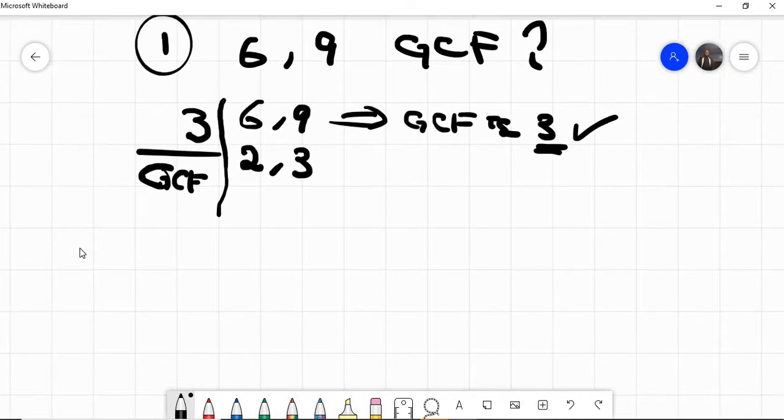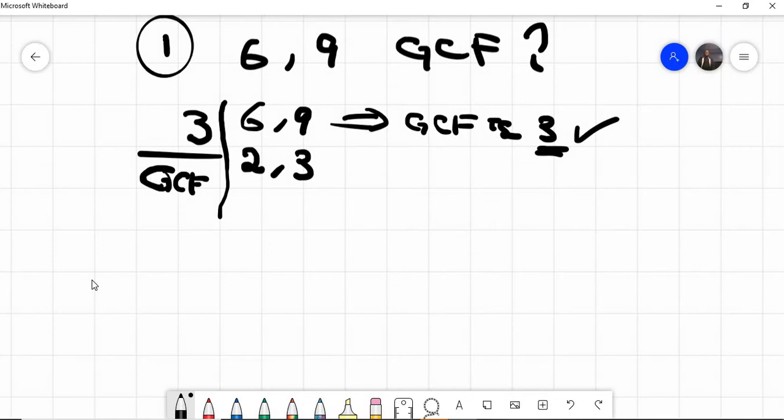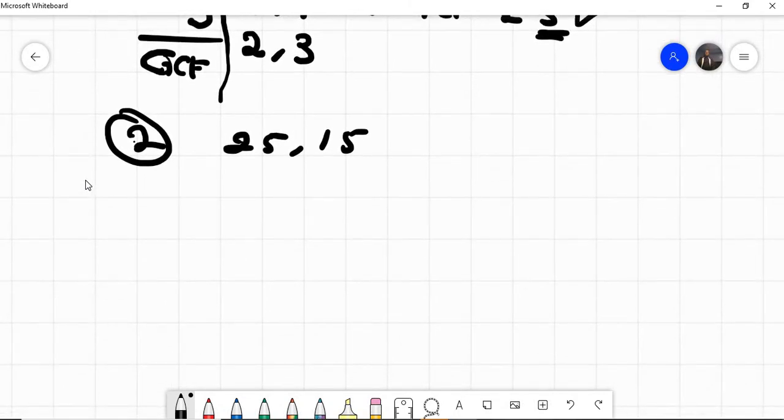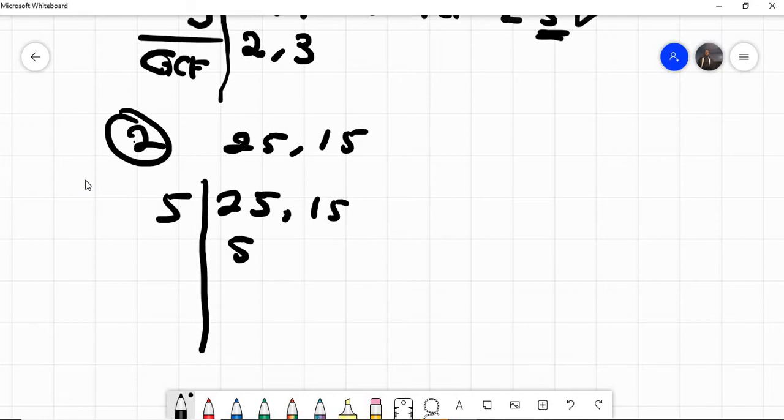That's it. So our example 2, we're given 25 and 15. As we know, the ending is 5, so we can divide both by 5. 25 divided by 5 is going to be 5, and 15 divided by 5 is going to be 3.